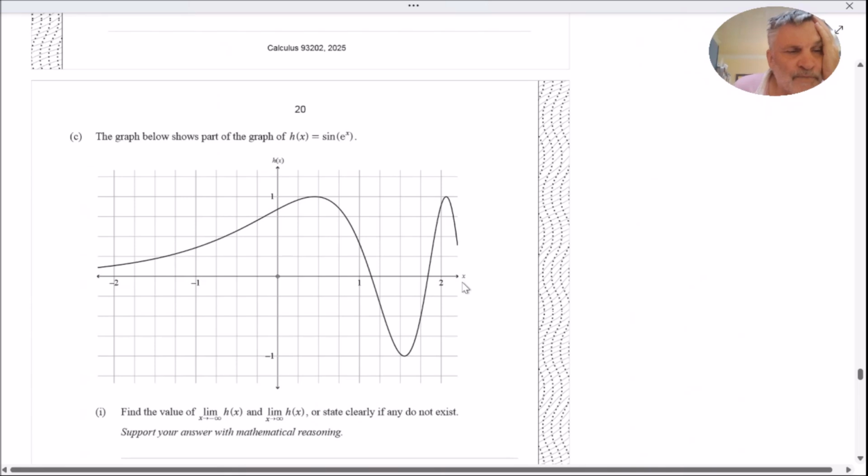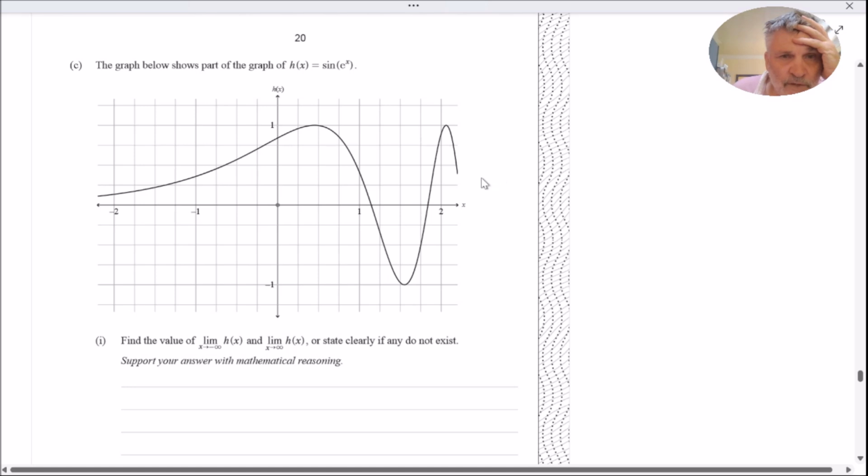Okay, part C. The graph below shows part of the graph of h of x equal to sine of the exponential of x. Find the value of the limit as x goes to negative infinity and x goes to infinity of h of x, or state clearly if they do not exist.